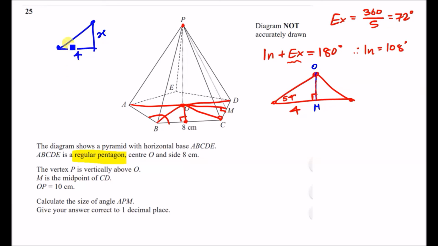We've got an angle of 54 degrees. Now, using SOHCAHTOA.